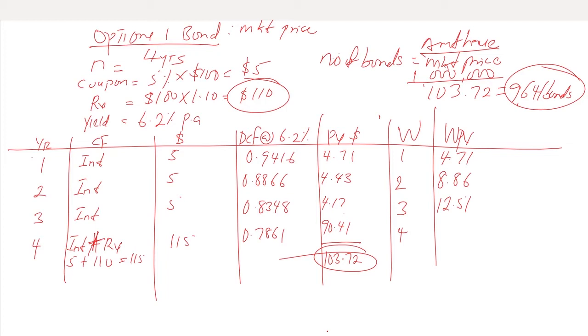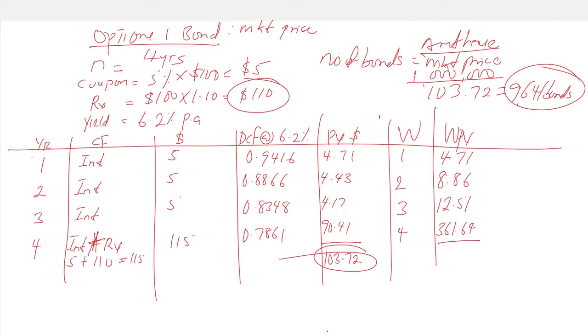So 115. So we have 90.41 multiplied by 4. So we have 361.64. So let's sum up our weighted value. That will be plus 12.51 plus 8.86 plus 4.71.